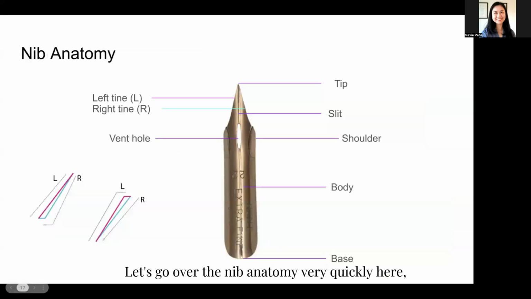Let's go over the nib anatomy very quickly here. So the tip is pointed and it allows for thin hairlines. You have a slit right here in the middle and it splits the nib into 2 tines, which I've labeled here in pink and turquoise, and it allows you to create the shades. And like I mentioned, the shades will be as thick as how much you spread the 2 tines apart. The shoulder allows your nibs to flex on the page. There's a vent hole here, which prevents your nib from cracking as you flex it or split it.